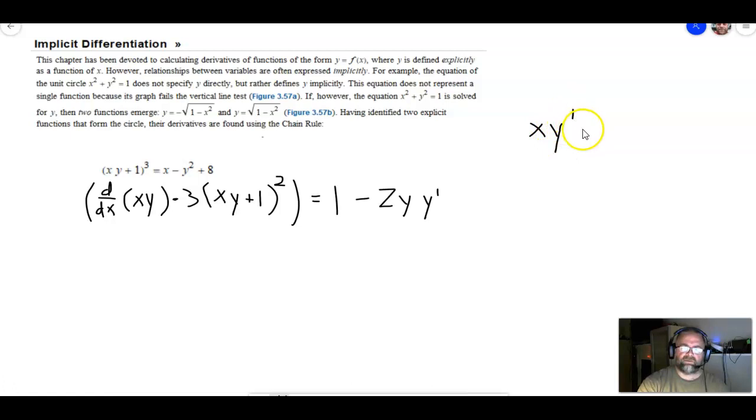So x times y prime, plus the second term, which is y, times the derivative of the first. The derivative of x is just 1. So the derivative of xy would be xy prime plus y. Now we put that back in there, and I'm going to get xy prime plus y. And remember, I'm just substituting in here, it's all going to be multiplied by this.